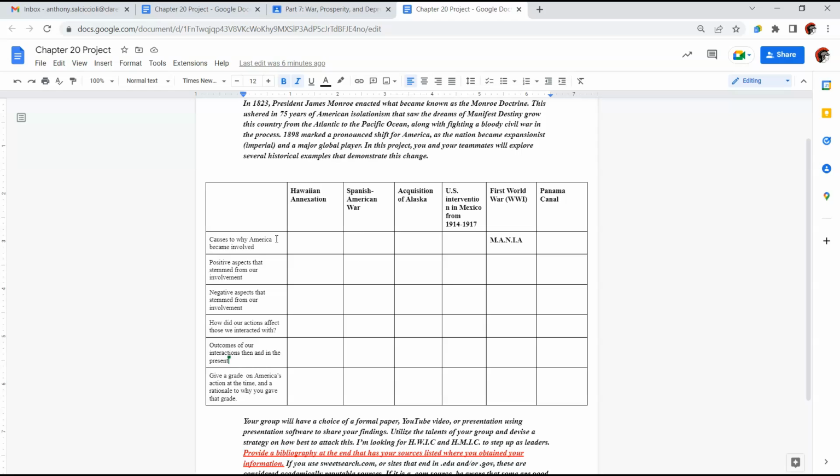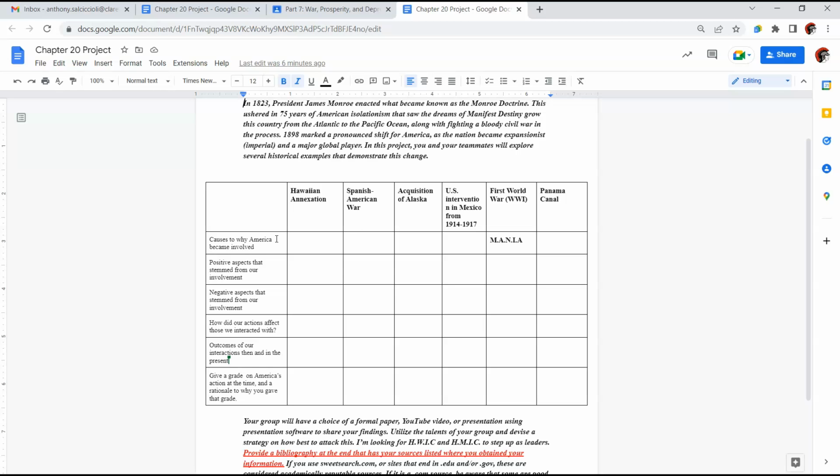Number 4, how did our actions affect those we interacted with? What I mean by that, when we interacted with other people, was it beneficial to them? Was it neutral to them? Was it negative to them? That's what I'm looking for. Number 5, what were the outcomes of our interactions then and in the present? Because these events still affect us today. It's kind of like why you learn history or something.